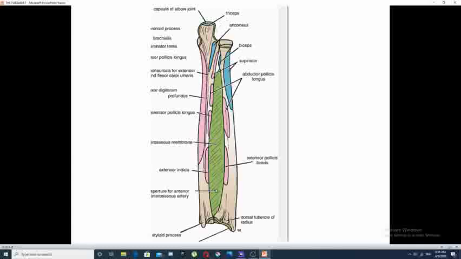You can see that the posterior surface, especially in its distal part, lacks any muscle attachment, and it is palpable through the skin, as well as the styloid process.